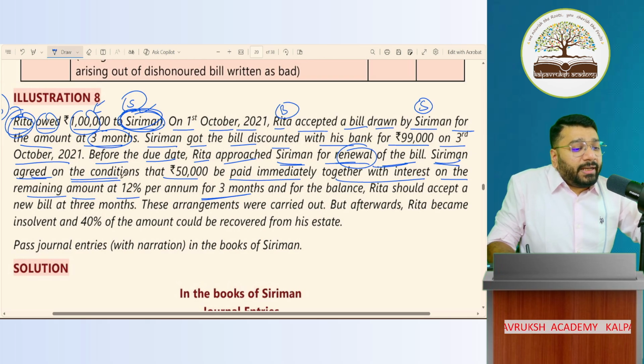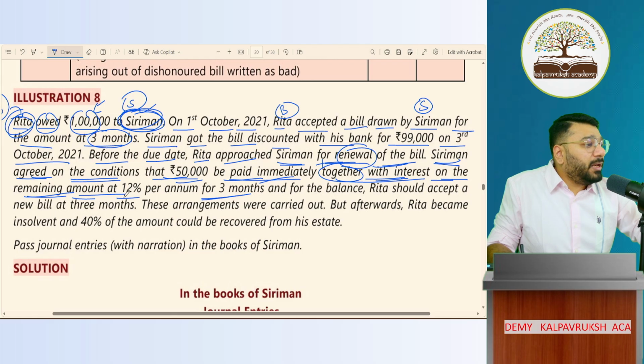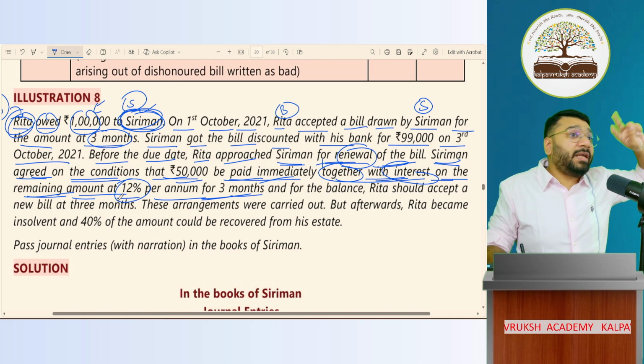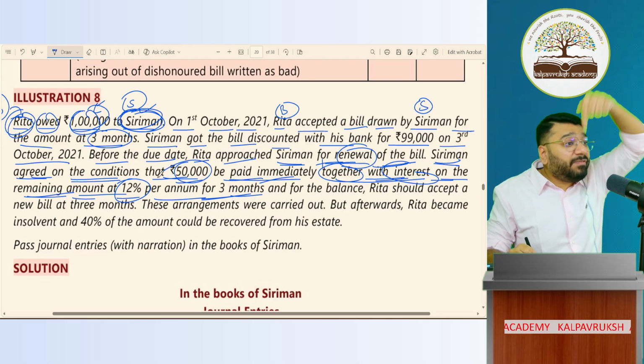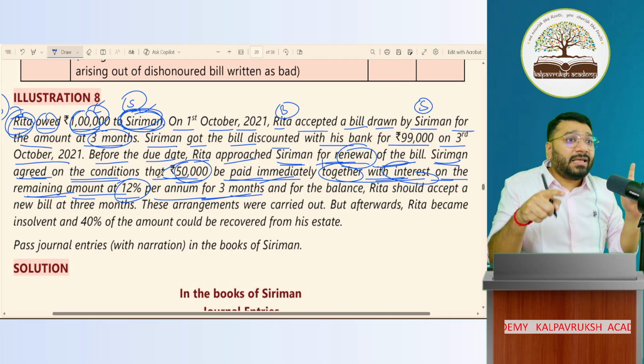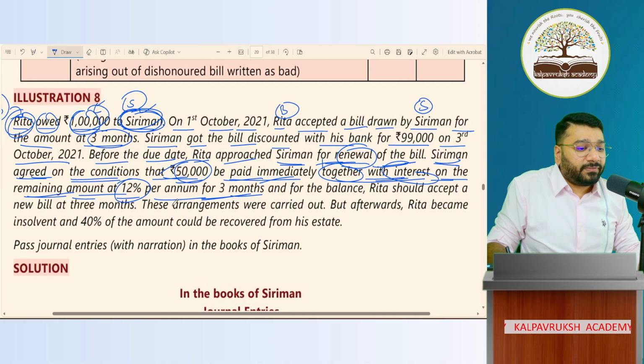Siriman agreed on the condition that 50,000 is to be paid immediately. Together means what? Plus interest on the remaining amount at 12% per annum for 3 months. So interest will be calculated at 12% on the remaining amount. What is not paid? 1 lakh, how much is paid? 50 paid. For the remaining 50 only interest will come. But that interest will be collected now itself.